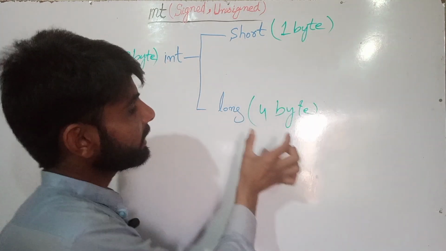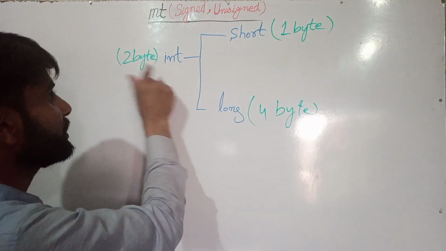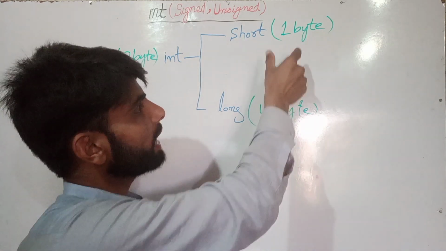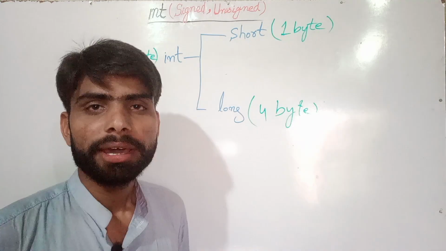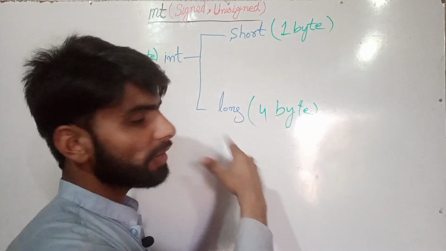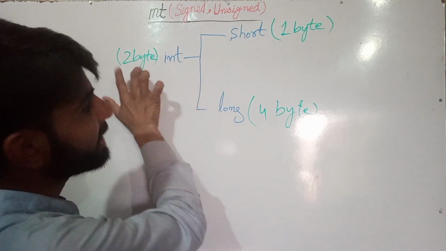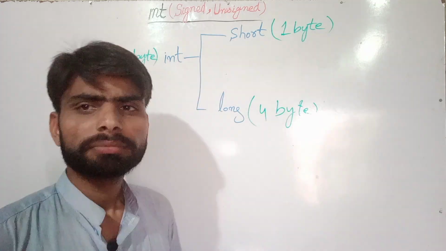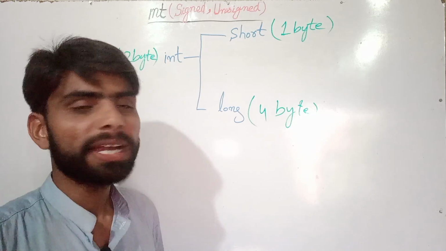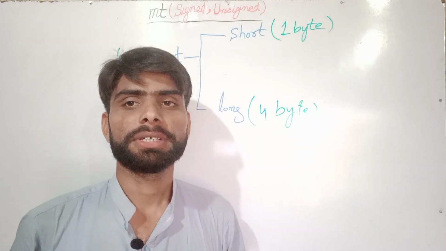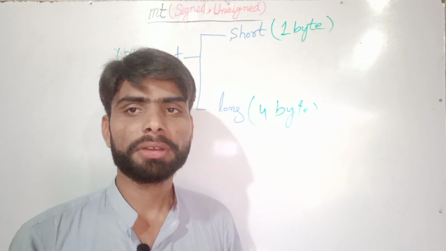Short takes 1 byte, long takes 4 bytes, and int takes 2 bytes. On different machines, the memory allocation of 4 bytes, 1 byte, or 2 bytes may be different, right? But today we are talking about int taking 2 bytes. So when you face this problem, what may be the reason? The first reason may be the range of the values when you get different output from your code.